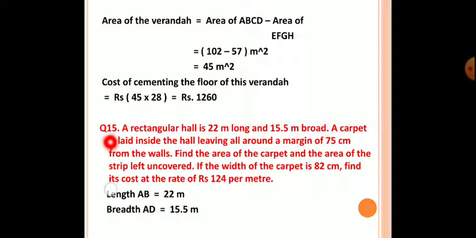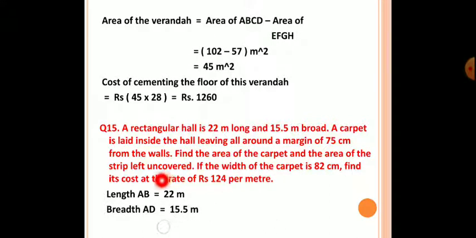Question number 15. A rectangular hall is 22 meter long and 15.5 meter broad. A carpet is laid inside the hall, leaving all around a margin of 75 centimeter from the walls. Find the area of the carpet and the area of the strip left uncovered. If the width of the carpet is 82 centimeter, find its cost at the rate of rupees 124 per meter.